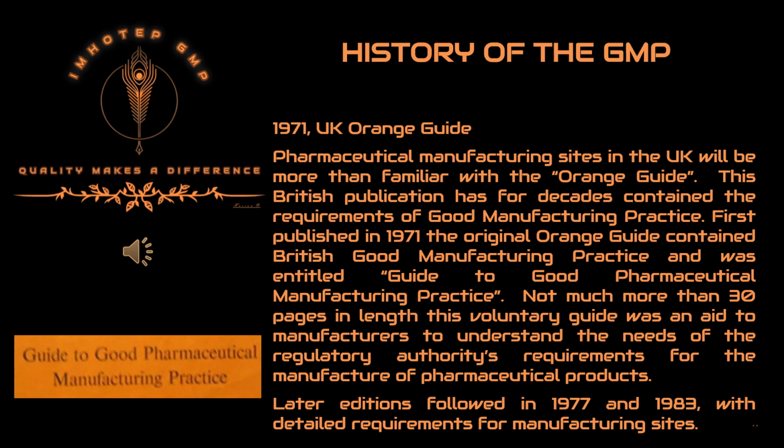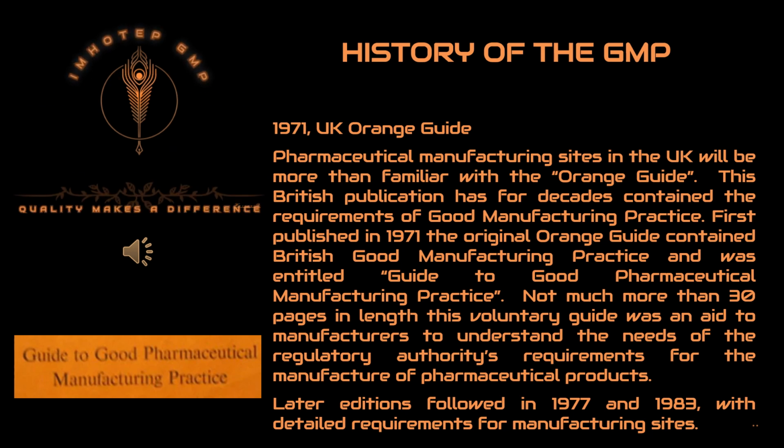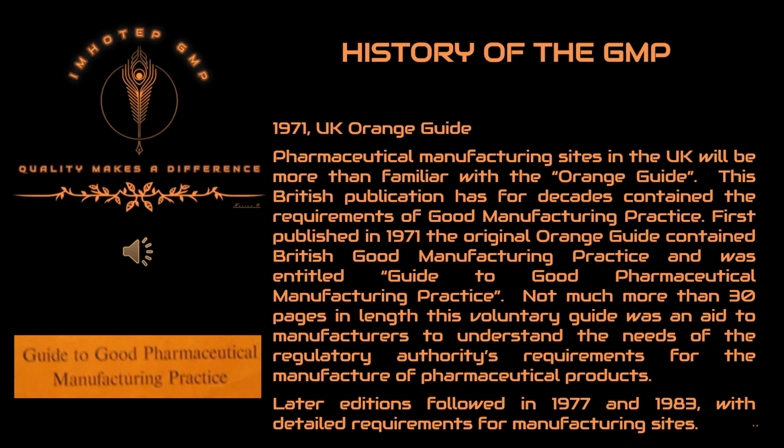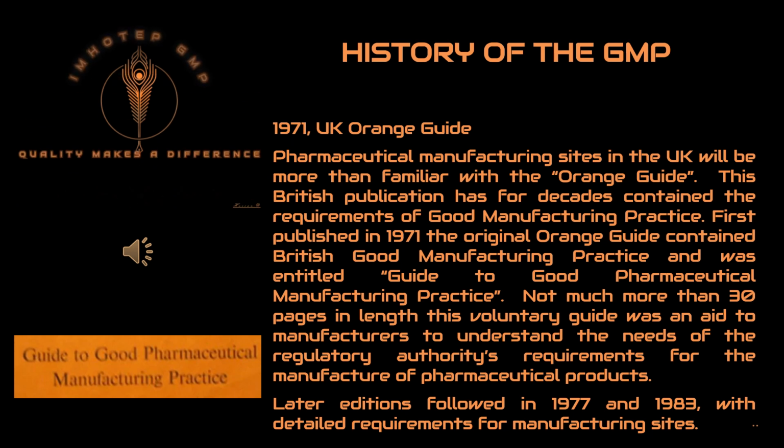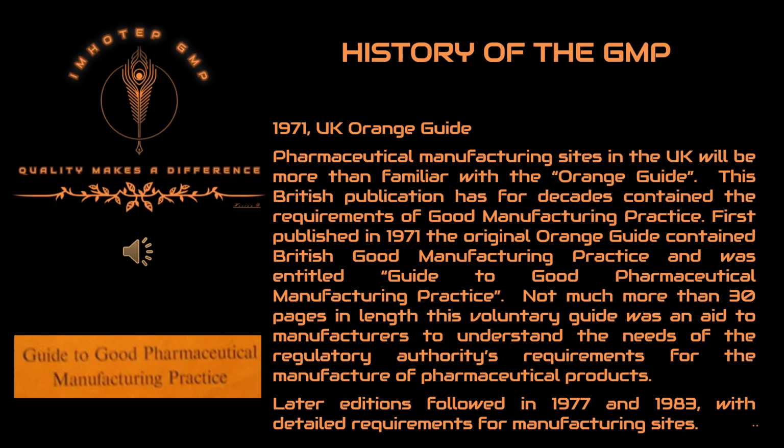Manufacturing Practice. Not much more than 30 pages in length, this voluntary guide was an aid to manufacturers to understand the needs of the regulatory authorities' requirements for the manufacture of pharmaceutical products. Later editions followed in 1977 and 1983, with detailed requirements for manufacturing sites.